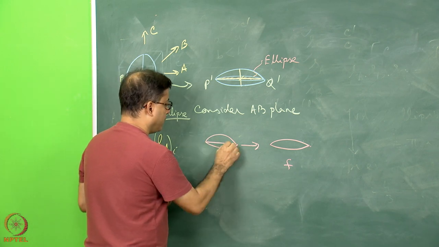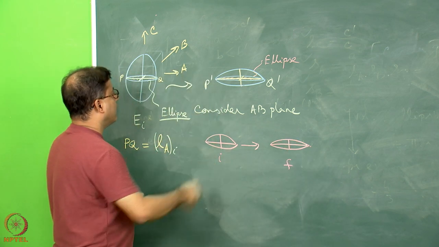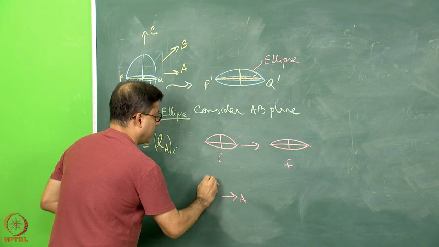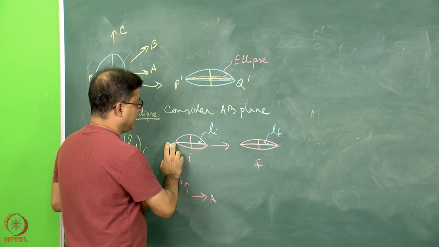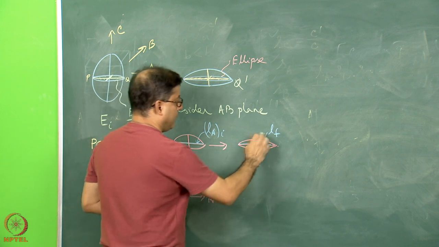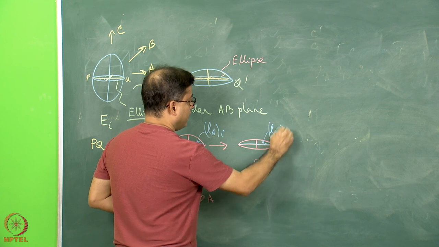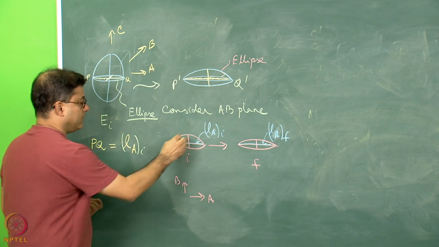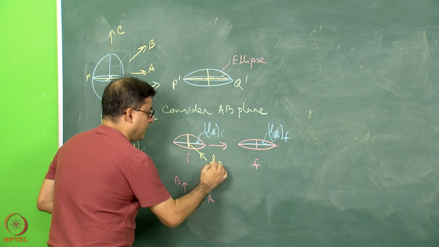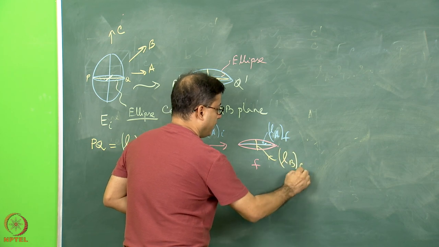What is the relationship between stretch in these two directions? So here we consider this as our direction A and this direction is our direction B. Say this length is equal to LA in the initial condition and this length is equal to LA in the final condition. And what is this length? This is LB in the initial condition and this length is LB in the final condition.